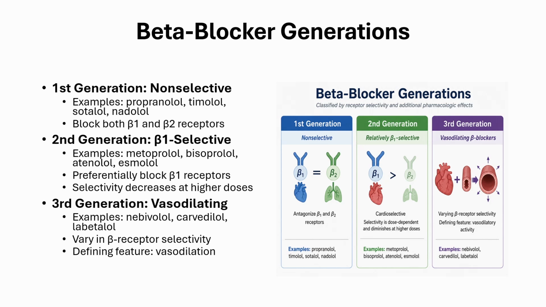Examples of second-generation beta blockers include metoprolol, bisoprolol, atenolol, and esmolol. These are relatively beta-1 selective, but this selectivity is dose-dependent and diminishes at higher doses. Examples of third-generation beta blockers include nebivolol, carvedilol, and labetalol. These agents have varying beta receptor selectivity, but their defining feature is vasodilatory activity.